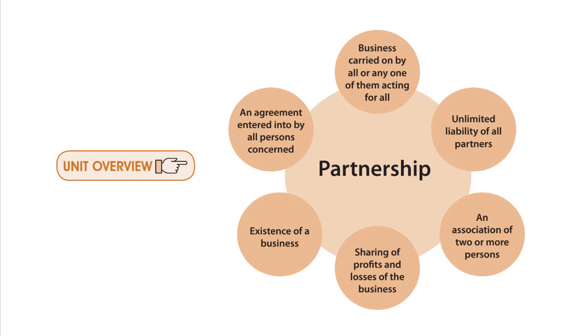Overview of the unit. Business carried on by all or any of them acting for all. Unlimited liability of the partners, these are the features. An association of two or more persons involve partnership. Sharing of profits and losses of the business. Existence of a business. An agreement entered into by all persons concerned known as partnership deed.